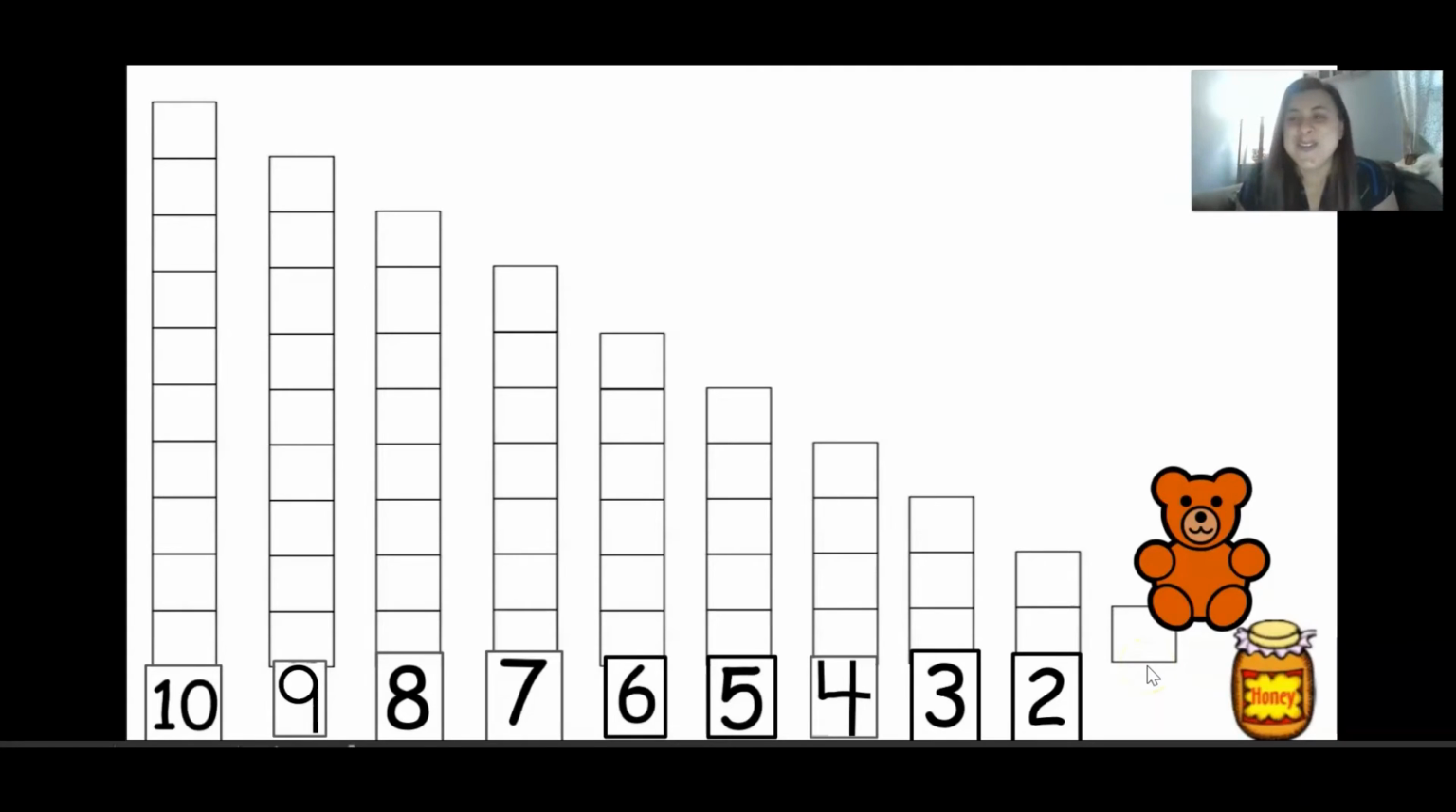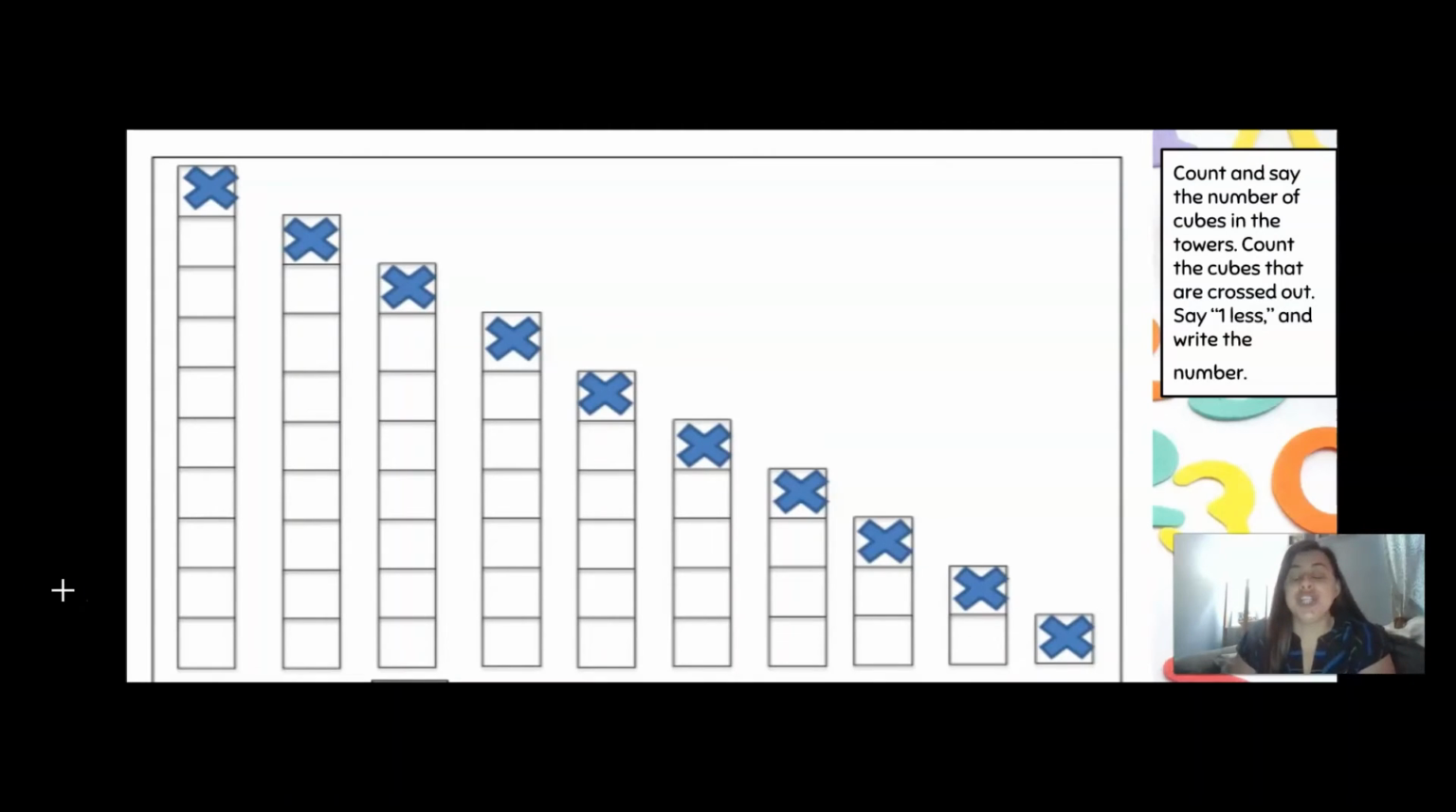Say woohoo! Mr. Bear thanks you so much for helping him get to the honey by counting backwards. Let's go back to 10 and count down. Ready? 10, 9, 8, 7, 6, 5, 4, 3, 2, 1. Now that Mr. Bear just helped us count, we're going to use X's to show us taking 1 away.